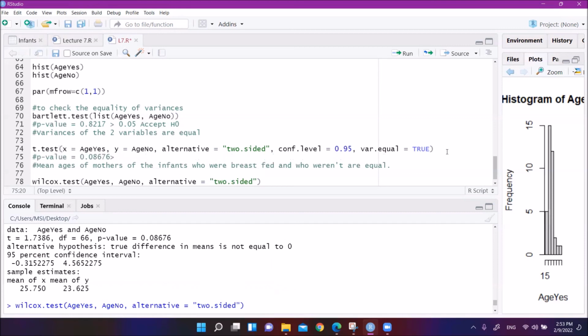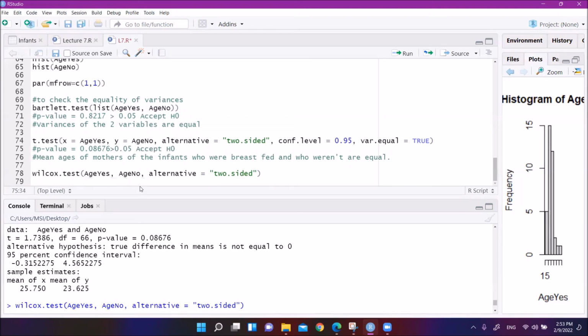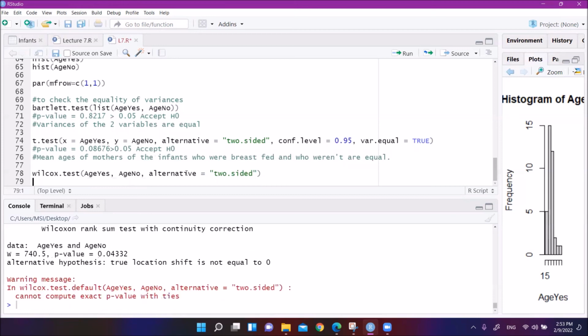Here the p-value is greater than 0.05. We accept. Here the p-value is this one, which is less than. So we reject H naught. See, same data set, same hypothesis, different tests, different conclusions.